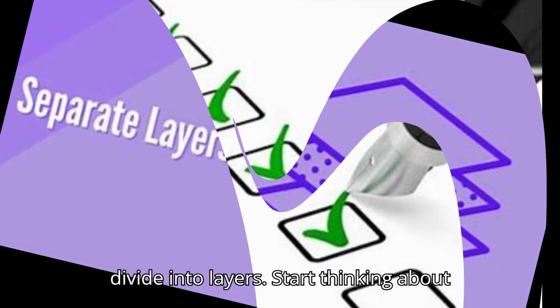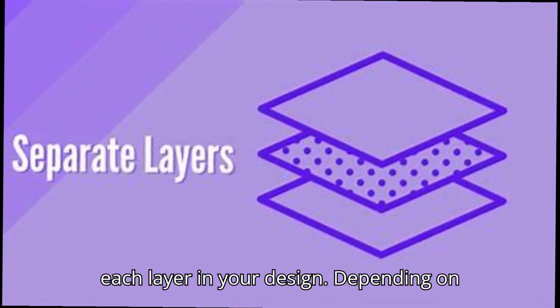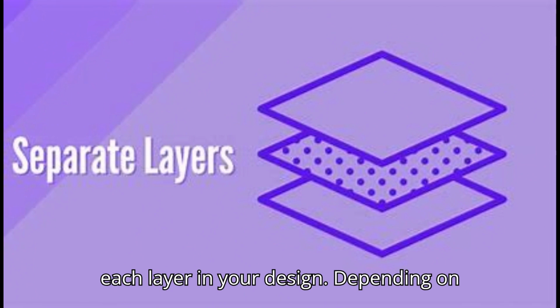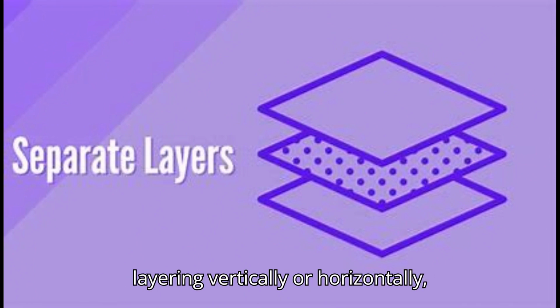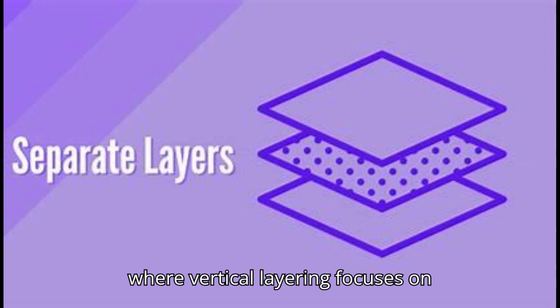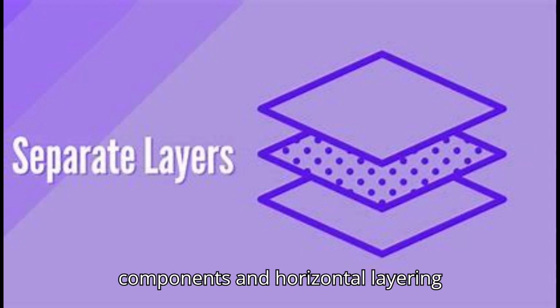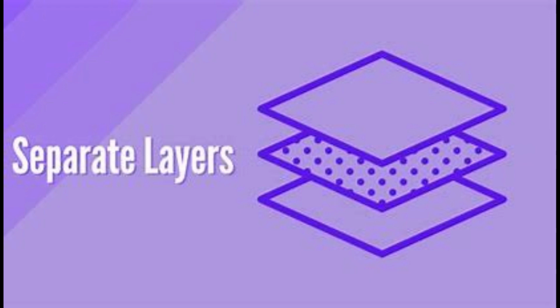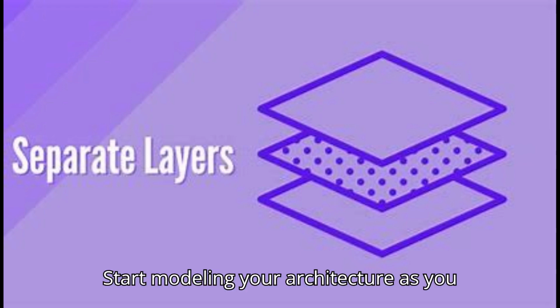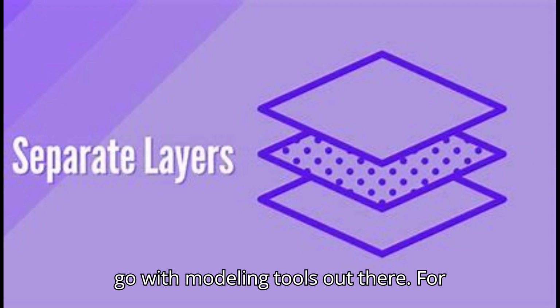3. Divide into layers. Start thinking about each layer in your design. Depending on your approach, you might think of layering vertically or horizontally, where vertical layering focuses on individual features in separate components, and horizontal layering focuses on components themselves. Start modeling your architecture as you go with modeling tools out there.